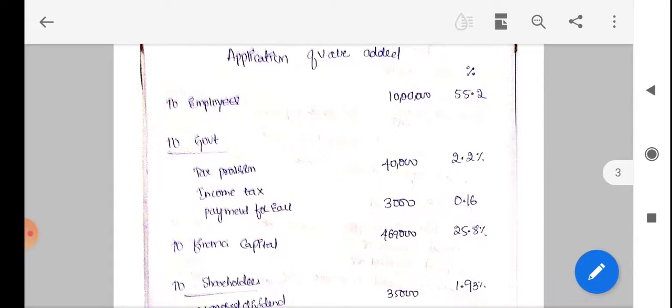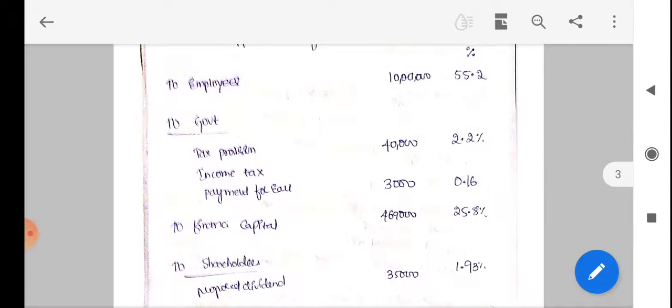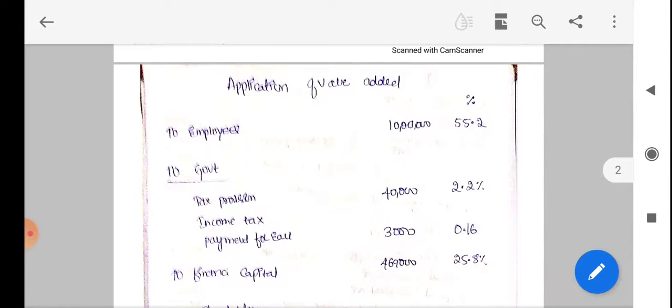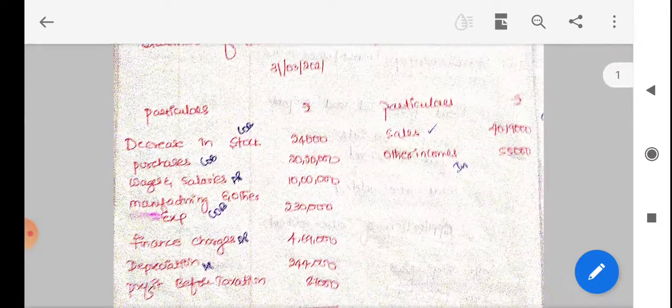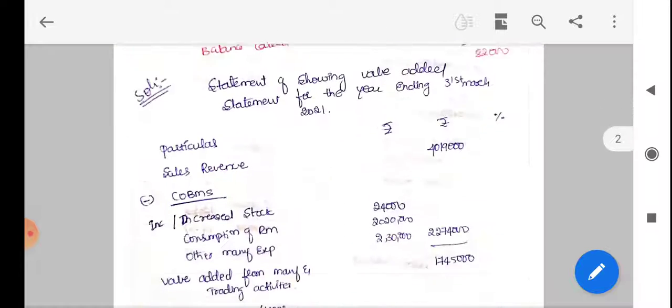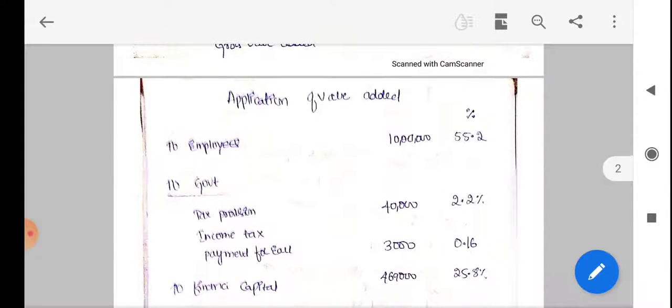Next, step number 2 is application of value added. Application of value added has 3 columns. One is particulars, another is rupees, and the third one is percentage. So first, here is the format. First we have to pay for the employees. For the employees, what we have to pay is wages and salaries, which they have given. So it is 10 lakh. So 10 lakh we have to pay for them.